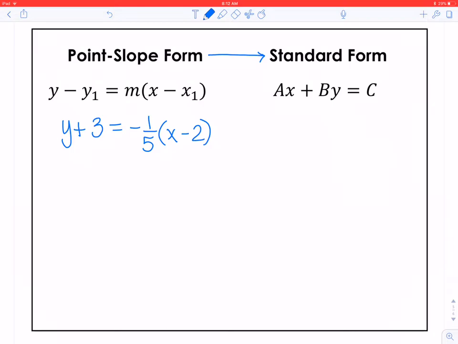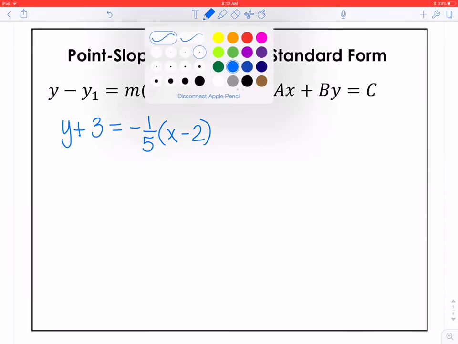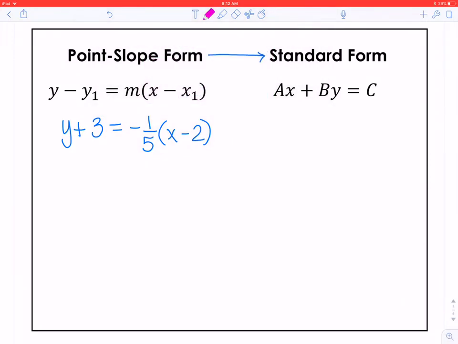Now, if I have parentheses, that's because this negative 1/5 is shoved right up against it, and we know side by side means multiply. So we need to distribute to eliminate those parentheses. If we want to ditch the parentheses so we can head to standard form, we're going to have to multiply everything by a negative 1/5.